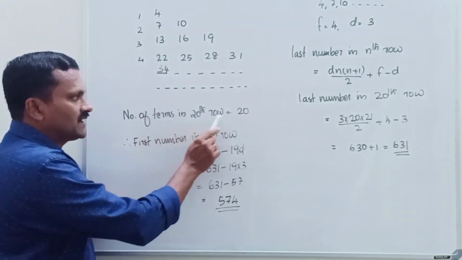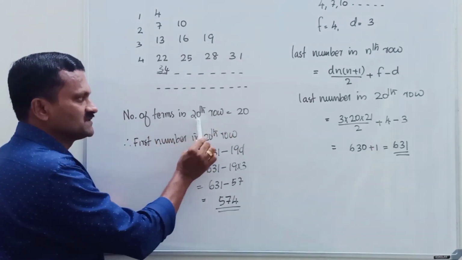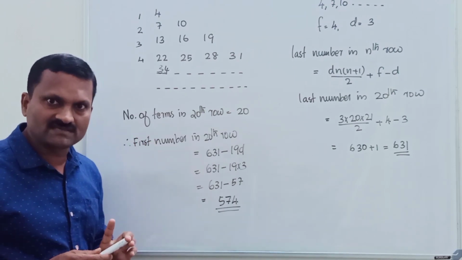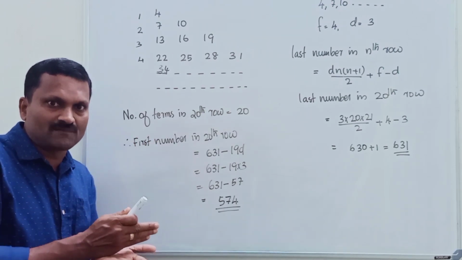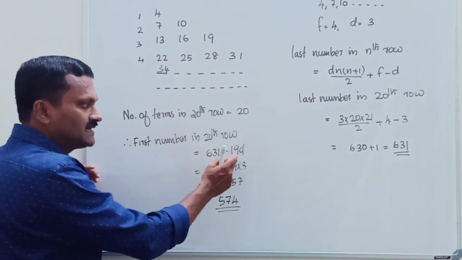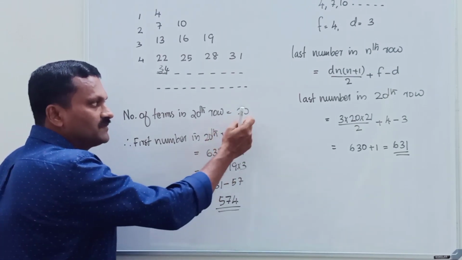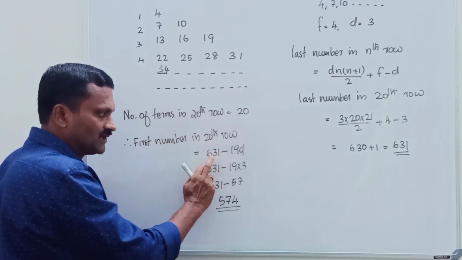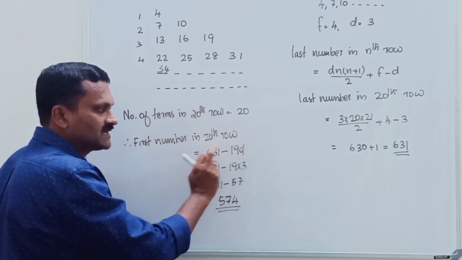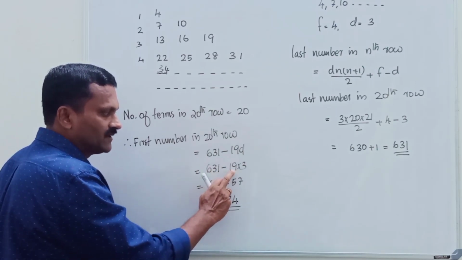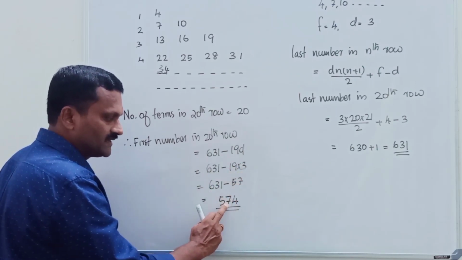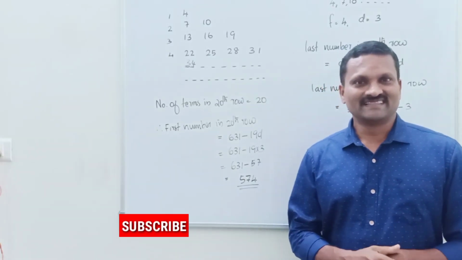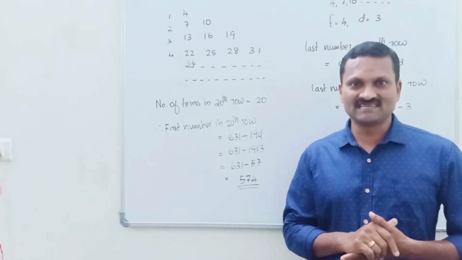The 20th row contains 20 numbers. Number of terms in the 20th row equal to 20. It's also an arithmetic sequence. So, for the first number, we subtract 19 times the common difference from the last number. Therefore, first number in the 20th row equal to 631 minus 19d. That is 631 minus 19 into 3, that is 574.